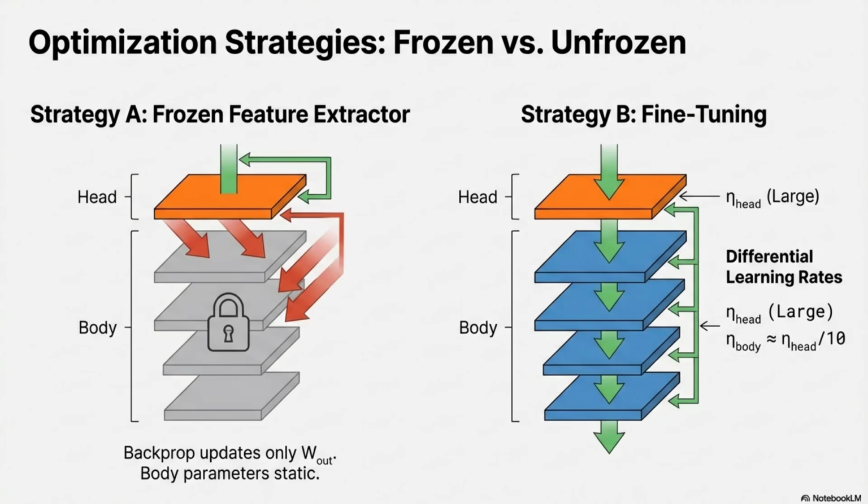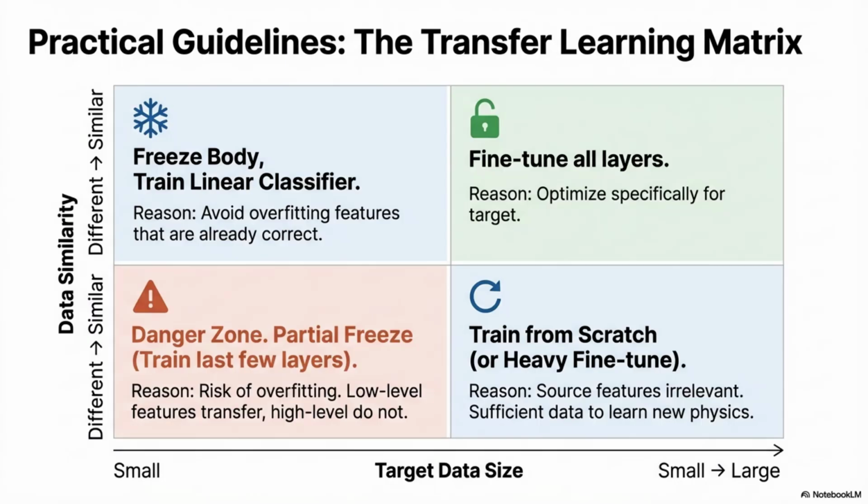Okay, so let's put all of this together into a practical playbook. Given a new task, how do you decide which of these transfer learning strategies is the right one for you? This transfer learning matrix is an incredibly useful guide. It all really depends on two factors: the size of your target dataset and how similar it is to the original source data, like AnyNet. If your data is small but similar, you'll want to just freeze the body and train the classifier to avoid overfitting. If it's large and similar, great, you've got enough data to fine-tune all the layers. If it's large and different, well, the source features might be irrelevant, so you might need to train from scratch. The tricky zone is small, different data. There, you risk overfitting, so maybe a partial freeze is your best bet.